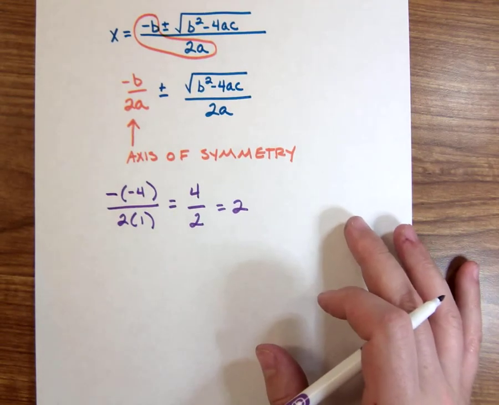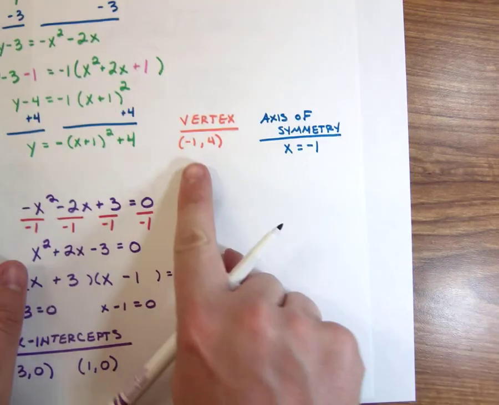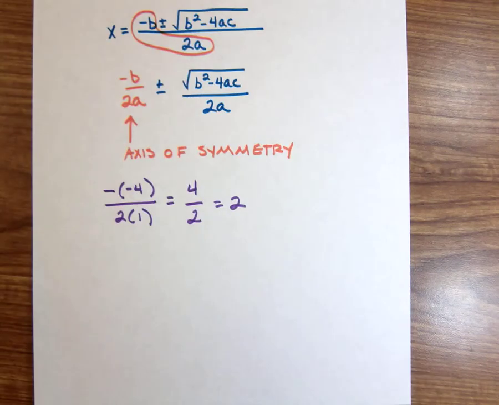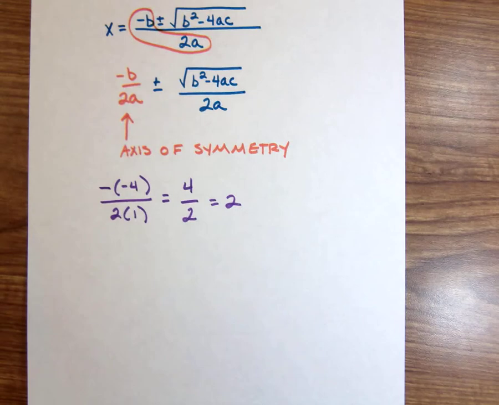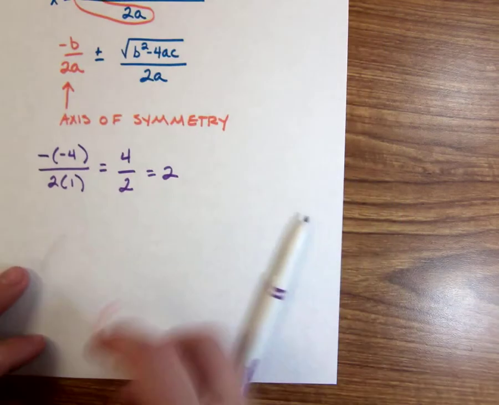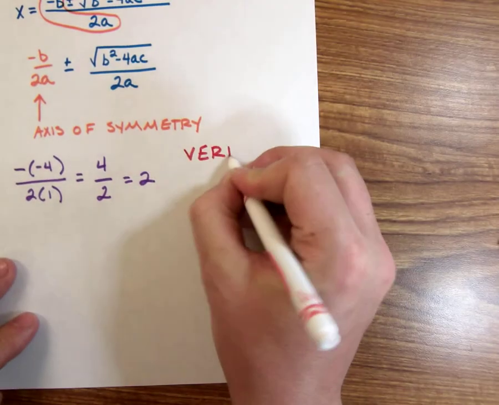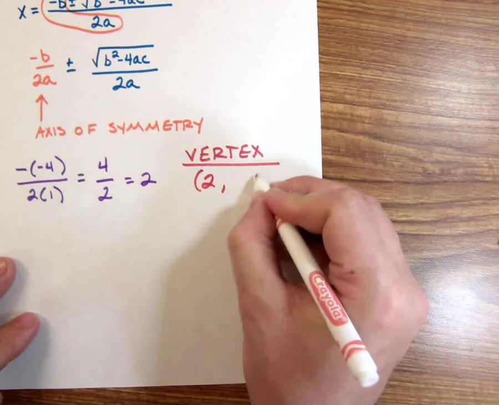Well, the axis of symmetry is closely related to the vertex. If you look at this problem, the x-coordinate of the vertex was -1 and the axis of symmetry was -1. On the problem in front of that, the x-coordinate of the vertex was -1/2 and the axis of symmetry was -1/2. The axis of symmetry is the x-coordinate of the vertex, so whatever my vertex is, I know it's got to start with 2. It's going to be 2 something.